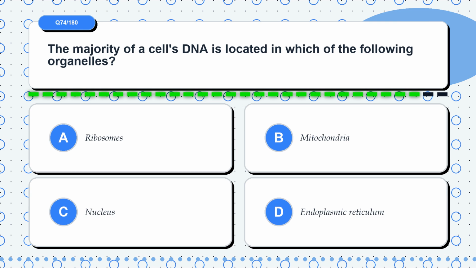Question 74. The majority of a cell's DNA is located in which of the following organelles? Here are the options. Option A, ribosomes. Option B, mitochondria. Option C, nucleus. Option D, endoplasmic reticulum.